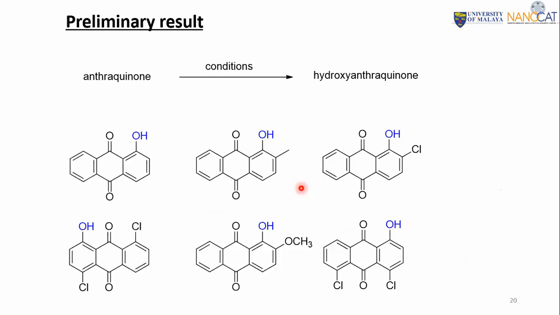So in this work, our aim is to develop a new method for direct hydroxylation of anthraquinones. Specifically, the hydroxyl group will be introduced at the ortho position adjacent to the carbonyl group, which is shown here, here, here, or here. We use inexpensive reagents with a C-H activation approach. So far it works for the following substrates. And we are still working on many other anthraquinone derivatives. Hopefully we can publish the paper soon.